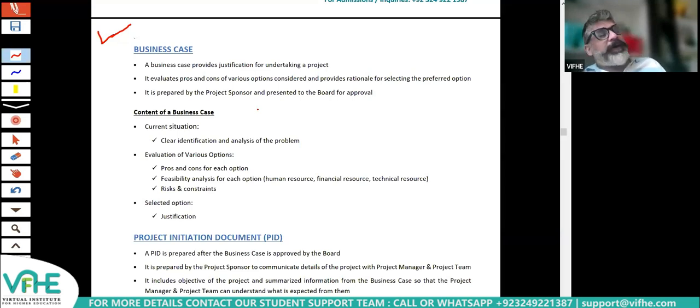So it starts with what are the key documents involved in any project? What are the basic documents used in project management? The first and foremost document is called a business case. It's very simple. A business case provides justification for undertaking a project.